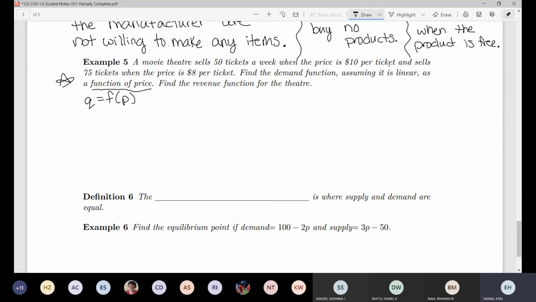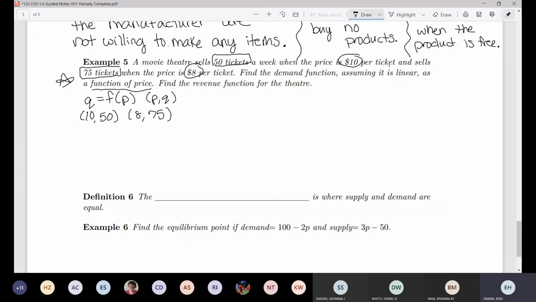So once I have that idea, now I'm going to go back and find those two pieces of information that I have. We have 50 tickets at $10, and we have 75 tickets at $8. Those are the two bits of information we're told. I can change those into points. My points are going to look like P comma Q, because of the way we're setting this up. So my two points are 10 comma 50, a price of $10 for 50 people to take them, and then 8 comma 75.